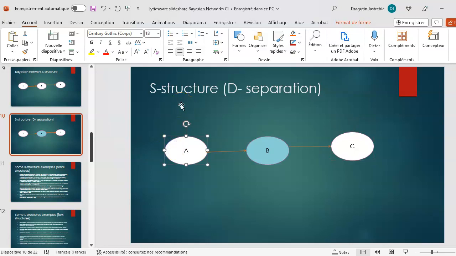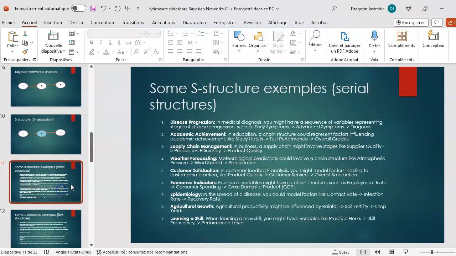The best way to learn something and to understand something is, of course, to see and learn some examples. So let's do it here. Here we see several examples that I have found and that can represent the serial structure.